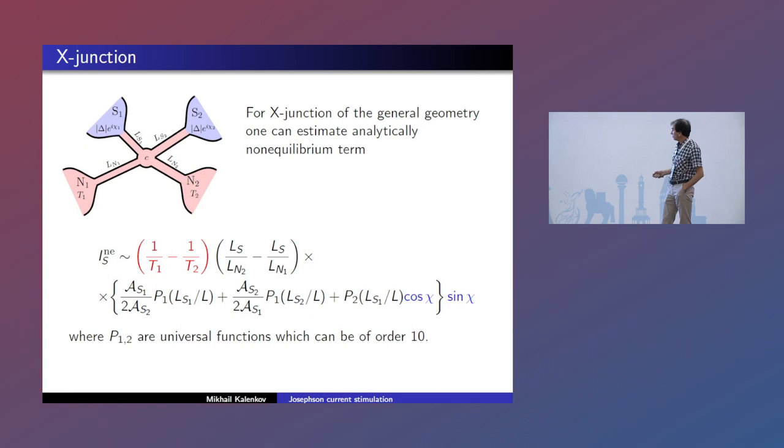And what's important is that this function P1 is just a universal function, and it can be large. What I can say is that by tuning the geometrical parameters, you can enhance the non-equilibrium contribution even more, so that it can be observed at lower temperatures. So this effect of the thermal bias can be larger.